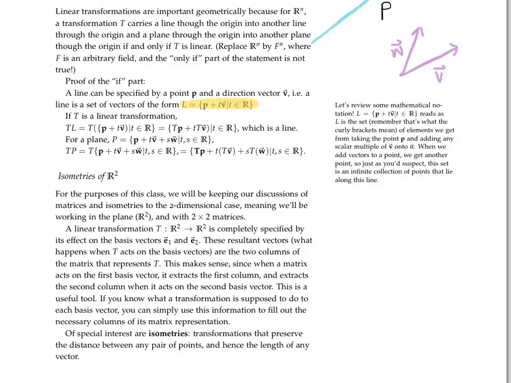So first of all, what is an isometry? An isometry is a transformation that preserves the distance between any pair of points, and hence the length of any vector. Very important fact. For those of you who are in groups in symmetry, you've already talked about isometries, and lo and behold, they are appearing here.